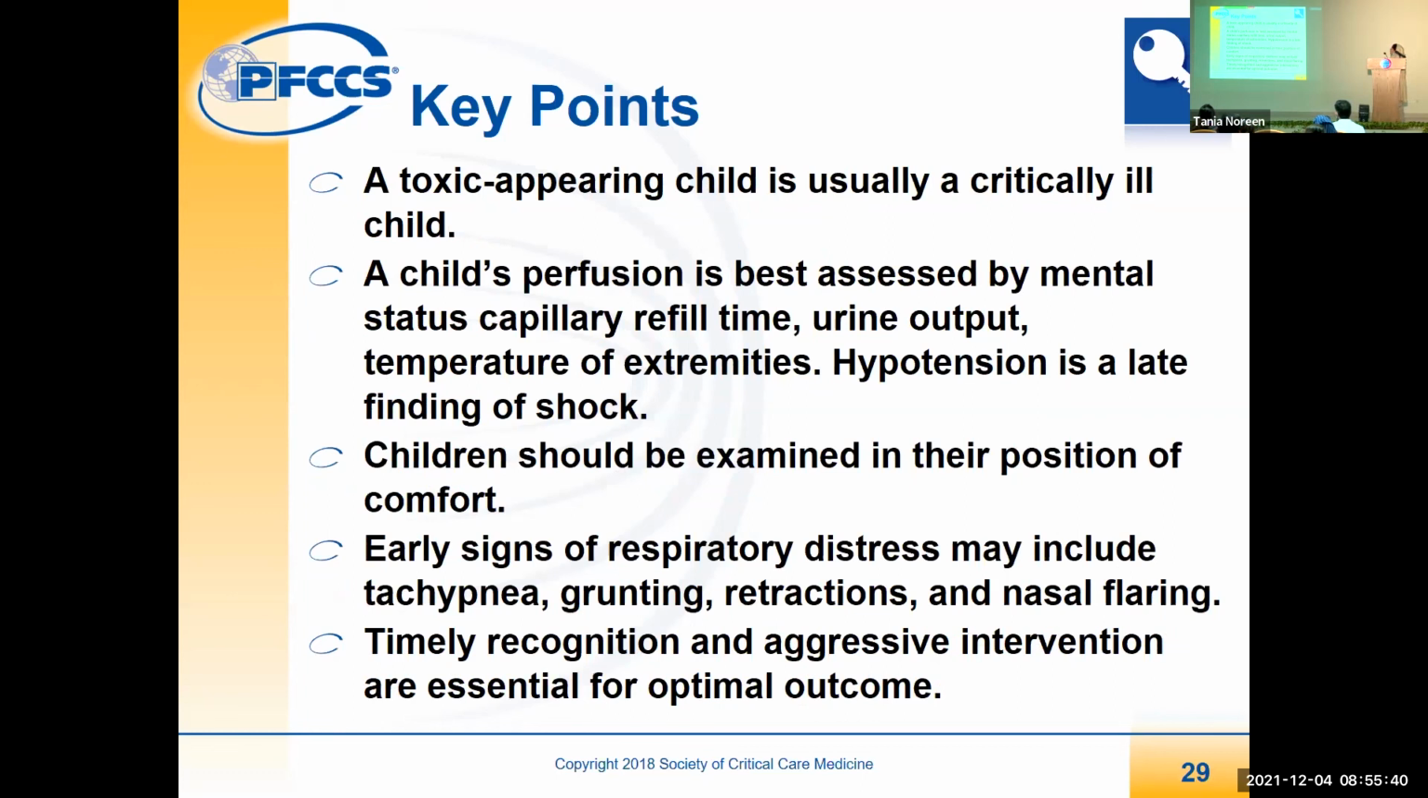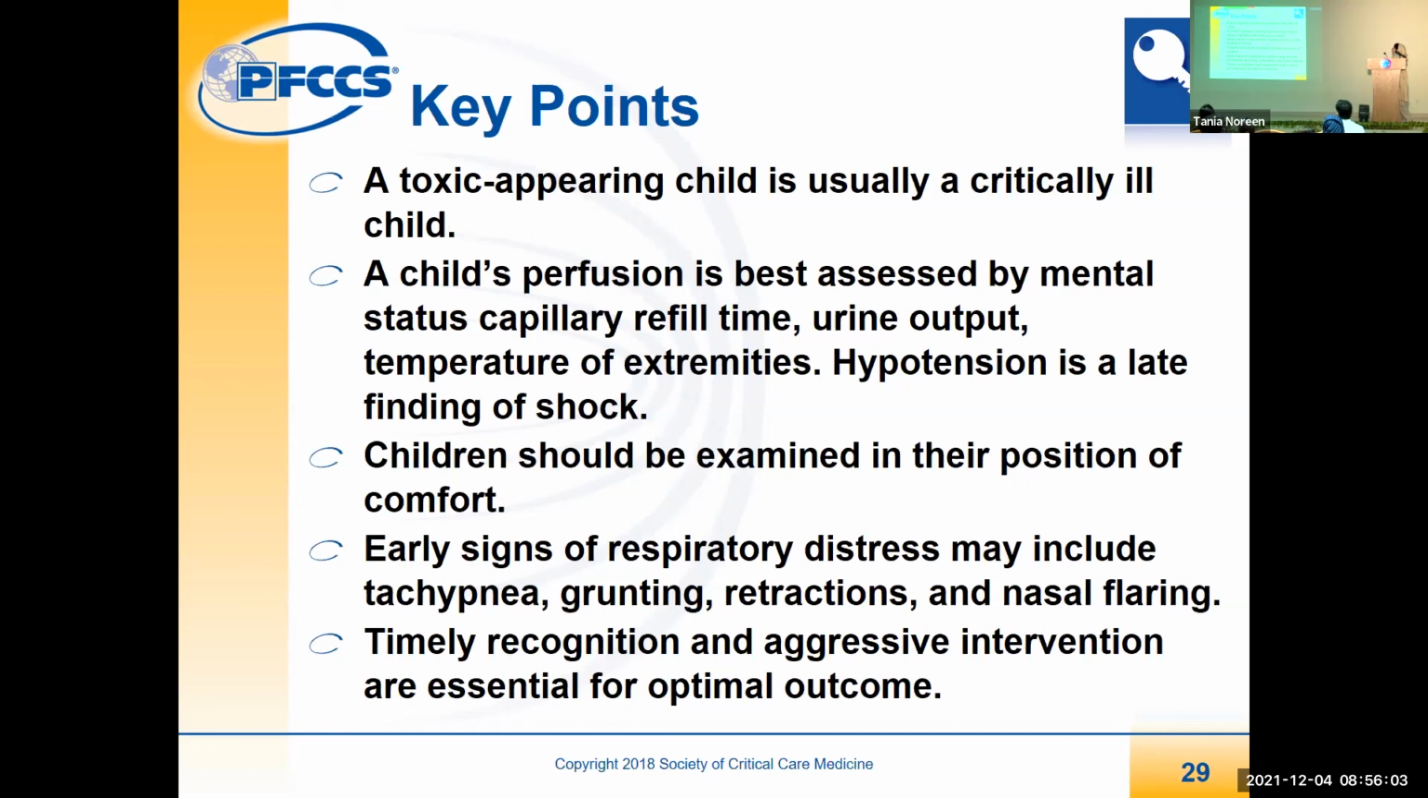A child's perfusion is best assessed by mental status, capillary refill time, urine output, and temperature of the extremities. Of these, we look at capillary refill time and pulses, but we ignore two things: mental status and urine output. You also have to check these for the perfusion of the patient. And do not wait for hypotension to set in. Hypotension is a late finding of shock.